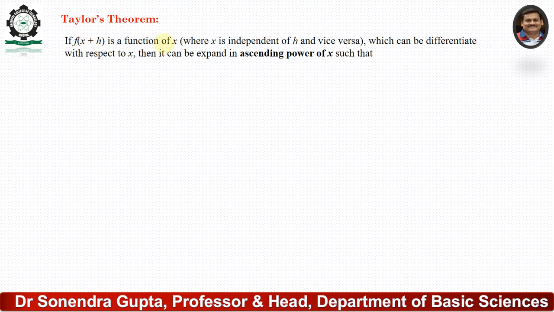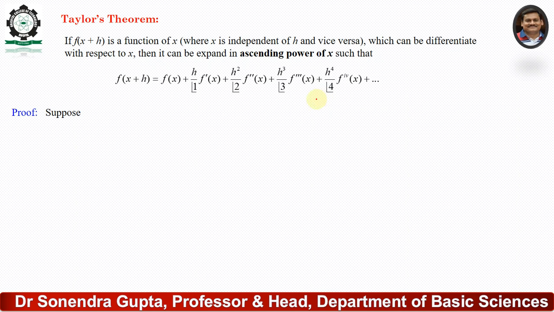If f(x) is a function of x, where x is independent of h and h is independent of x, which can be differentiated with respect to x, it can be expanded in ascending powers of h such that f(x+h) = f(x) + (h/1!) f'(x) + (h²/2!) f''(x) and so on. Now we write this Taylor theorem and see how the derivation can be solved.